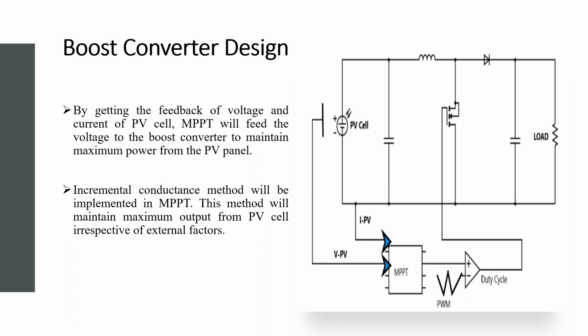So this is the circuit diagram of the boost converter. As you can see, there is a PV cell and there is an MPPT charge controller. It will get the feedback from the PV cell, and based on that feedback, the MPPT charge controller will control the duty cycle, and the duty cycle will control this MOSFET. I mean, as per the requirement, it will turn off or turn on this MOSFET and provide maximum load to the system. And we will integrate the incremental conductance method in this MPPT. So this method will maintain maximum output from the PV cell irrespective of external factors.